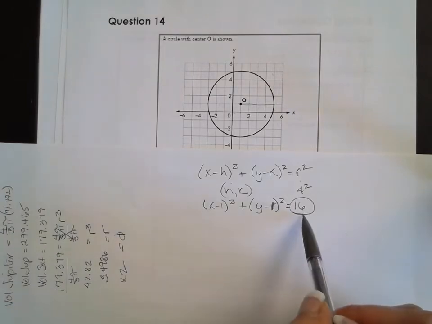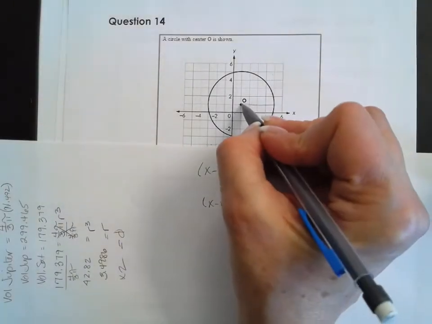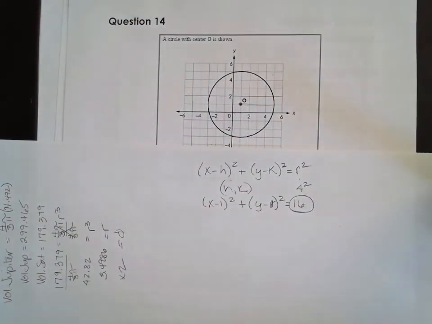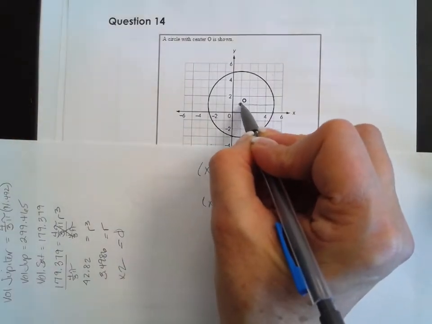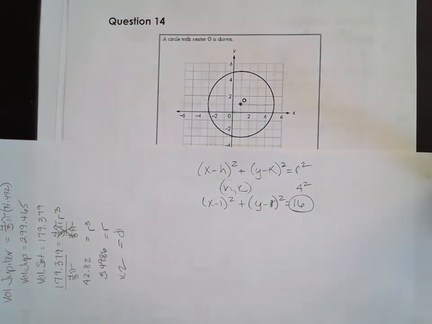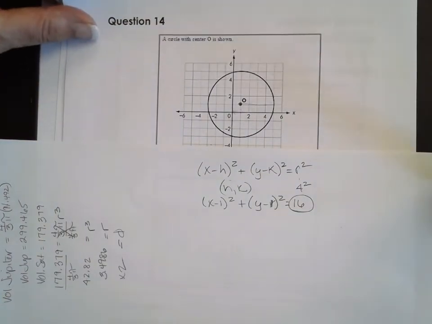No, that's the point. No, that's 4. This is the point. The center is the point. And the ordered pair of that point is 1, 1. Okay? Good. Ringing bells.